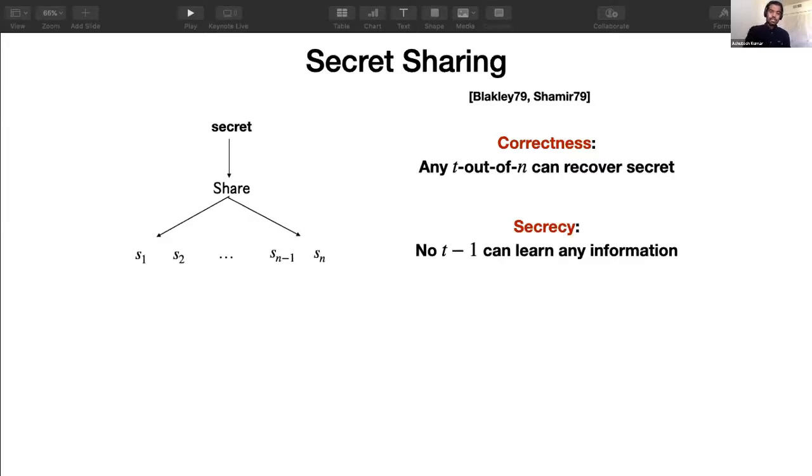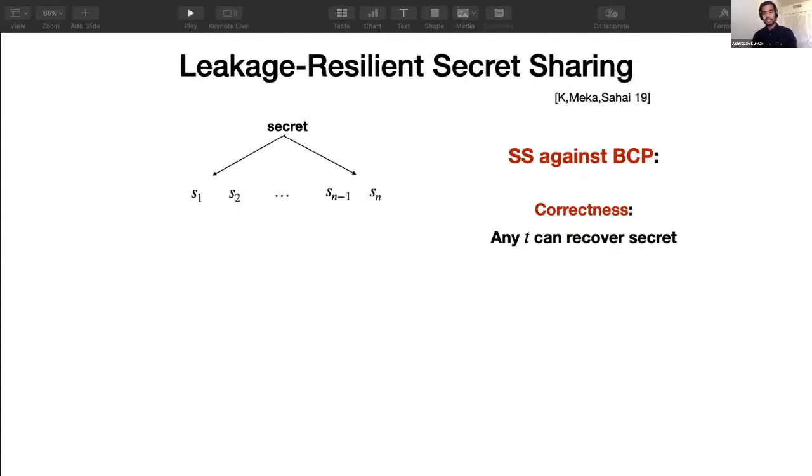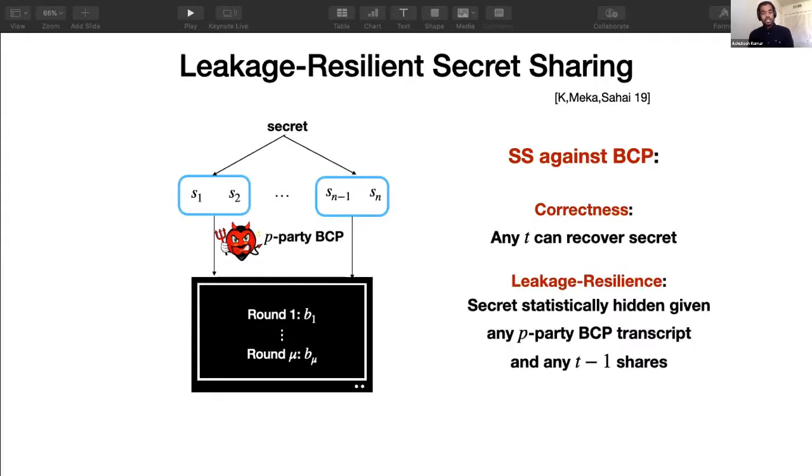The guarantee that we are interested in is leakage resilience, as in the adversary can learn some information about all the shares. This can be modeled in multiple ways. We look at the strongest model of leakage, which is leakage resilience against BCP. So the setup is the same. Any t parties can reconstruct, but the secrecy requirement is strengthened, as in even given a transcript of a communication protocol, a BCP protocol, and any t-1 shares, the secret should be statistically hidden.